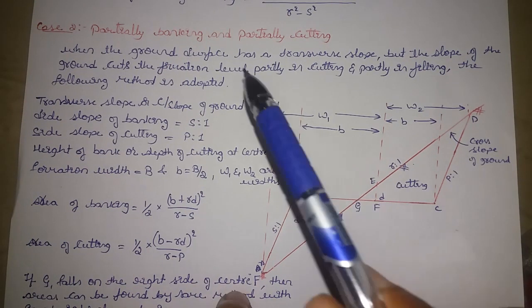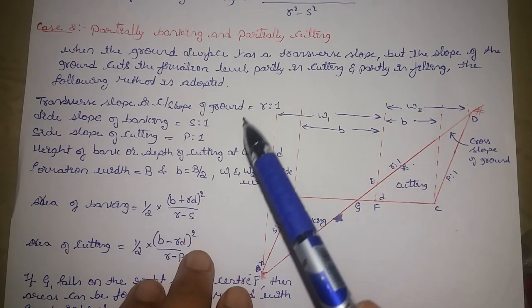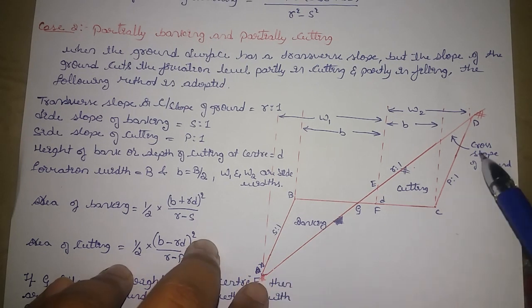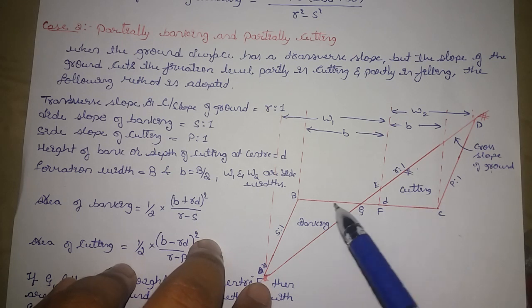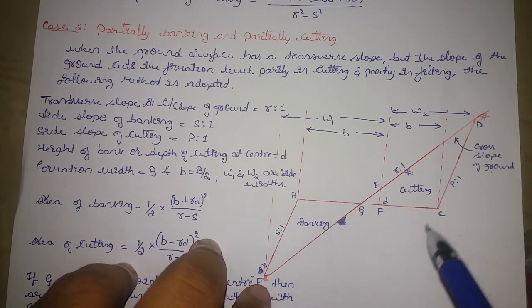So when the ground surface has a transverse slope, but the slope of the ground cuts the formation level, this is your slope, the slope of the ground, clearly mentioned. It is going to cut the formation level, so it is partly banking and partly cutting. The following method is adopted in this condition.